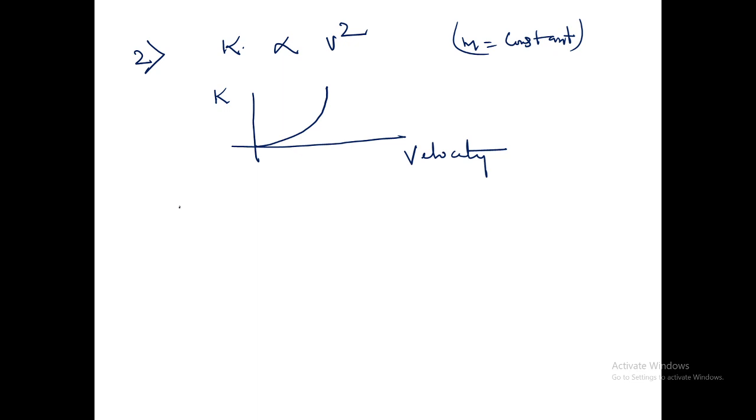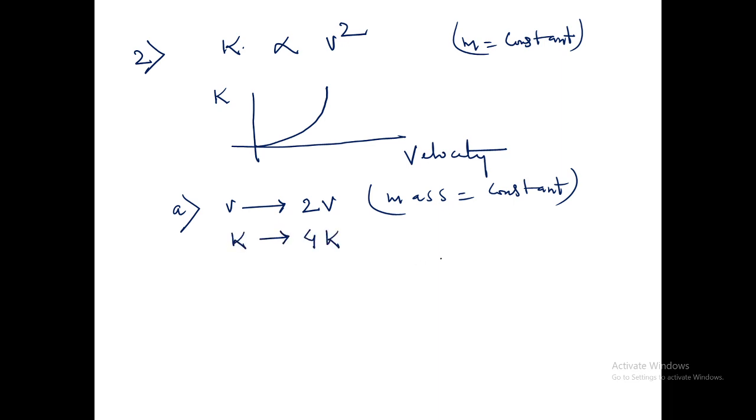So what conclusion we can draw from it? If the velocity of a moving body is doubled, if v of a moving body is doubled, keeping mass constant, so what effects will go over kinetic energy? In this case, k will become 4k. Why we are telling this?